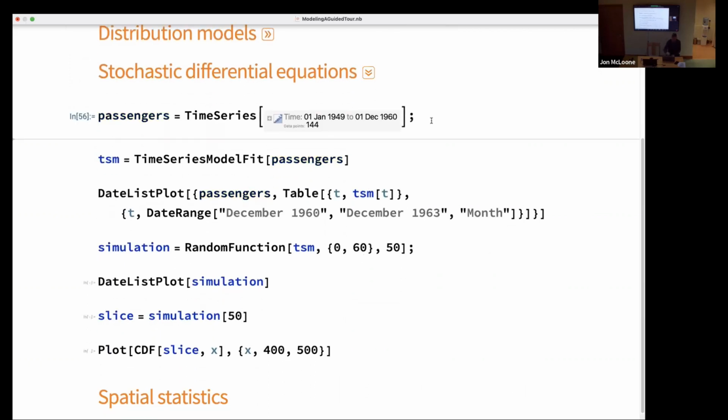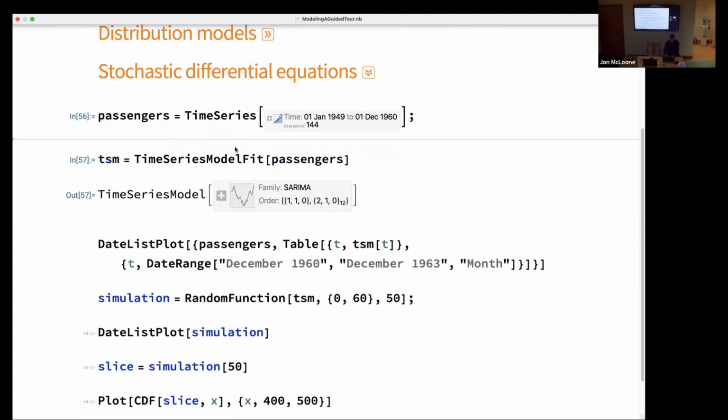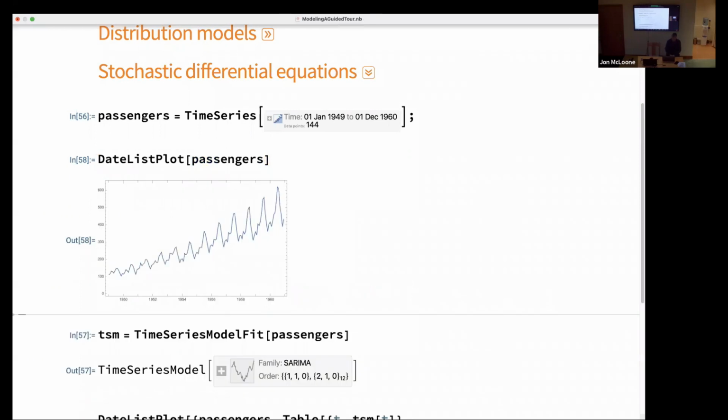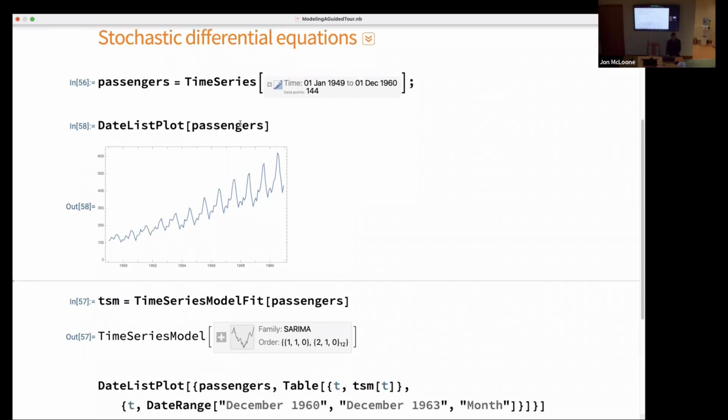So new scenario. This is genuine air transport data from the US. Actually, let's just get that on screen. So this was through the 1950s and 60s, the number of airline passengers there were, and you can see it's got a general trend and a general seasonality, and there's probably some randomness in there as well.